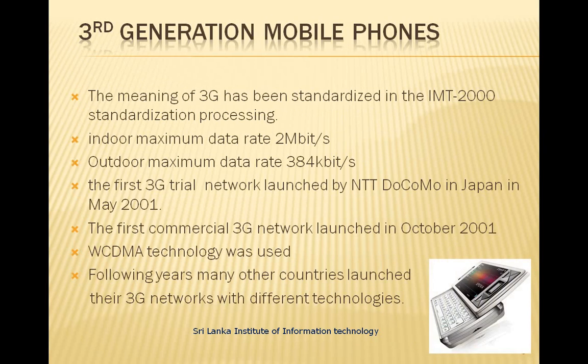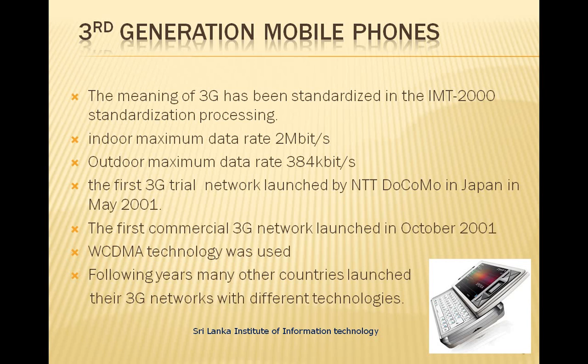In this slide we are going to talk about the third generation of mobile phones. The meaning of 3G has been standardized in the IMT 2000 standardization process. There are 2 rates, that is indoor and outdoor. Indoor maximum data rate is 2 megabits per second. Outdoor maximum data rate is 384 kilobits per second.